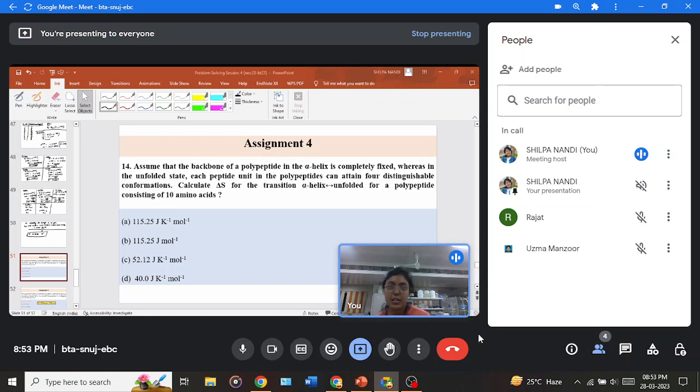So your options here, answers are given: A, 115.25 joule per Kelvin per mole. Option B is 115.25 joule per mole. Option C is 52.12 joule per Kelvin per mole, and option D is 40 joule per Kelvin per mole. So basically you have to also see whether the units are matching or not. So in case of delta S, what should be the unit? Depending on that also you can think what can be the answer.